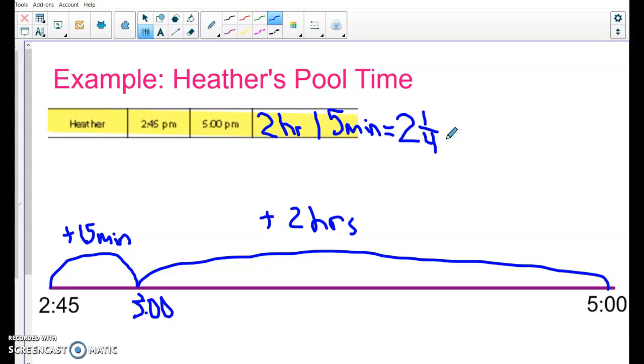In our next few slides, you are going to have the opportunity to figure out all of the pool times for different kids, okay? Awesome job, and we'll talk to you later.